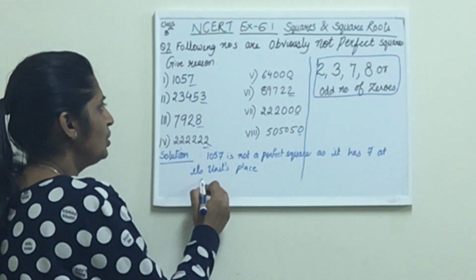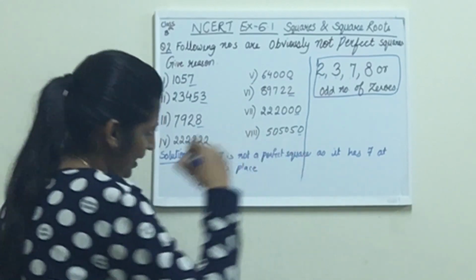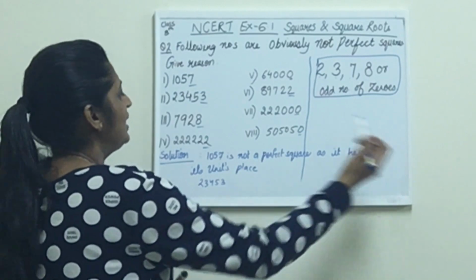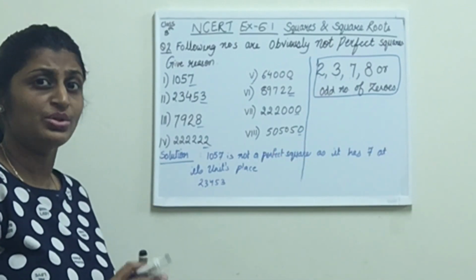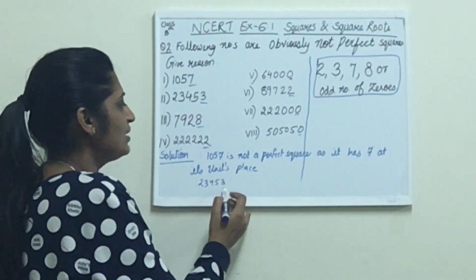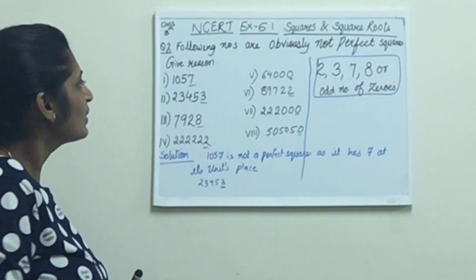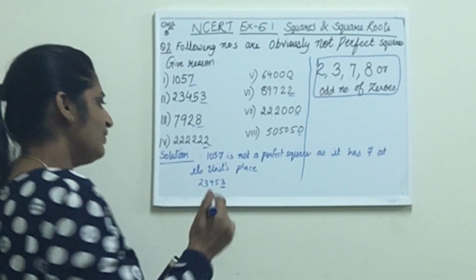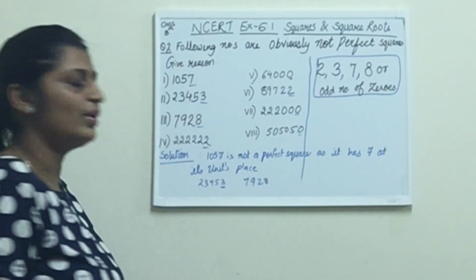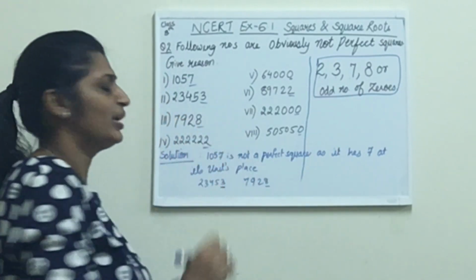Second, 23,453 is not a perfect square. Why is it not a perfect square? As it has 3 at its unit place. You don't need to describe over there 2, 3, 7, 8 or odd number of zeros. No. You simply write because 3 is at its units place. Similarly, for third part, 7928, you will simply say it is not a perfect square. Why? Because it has 8 at its unit place.